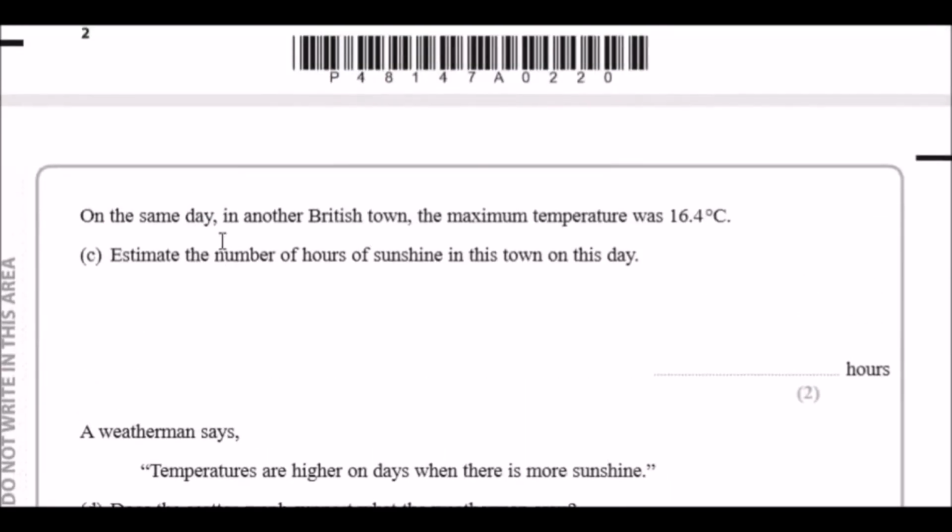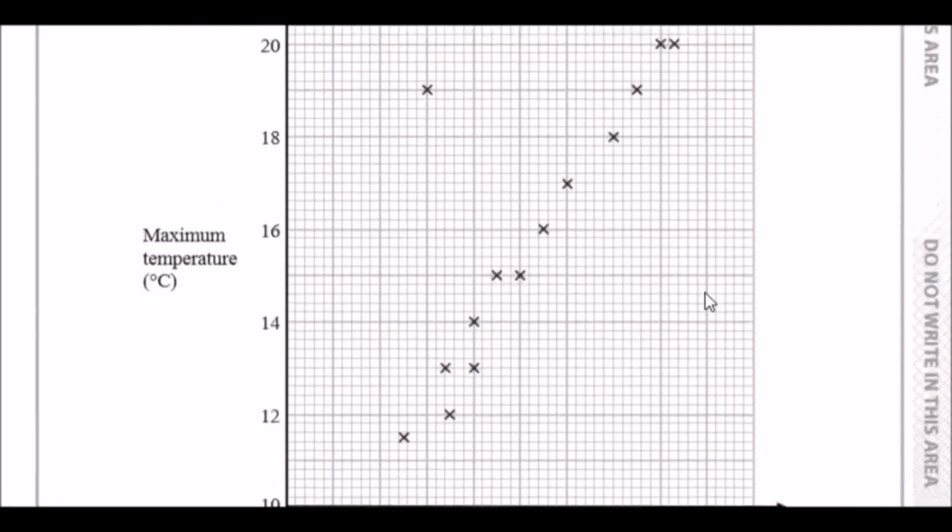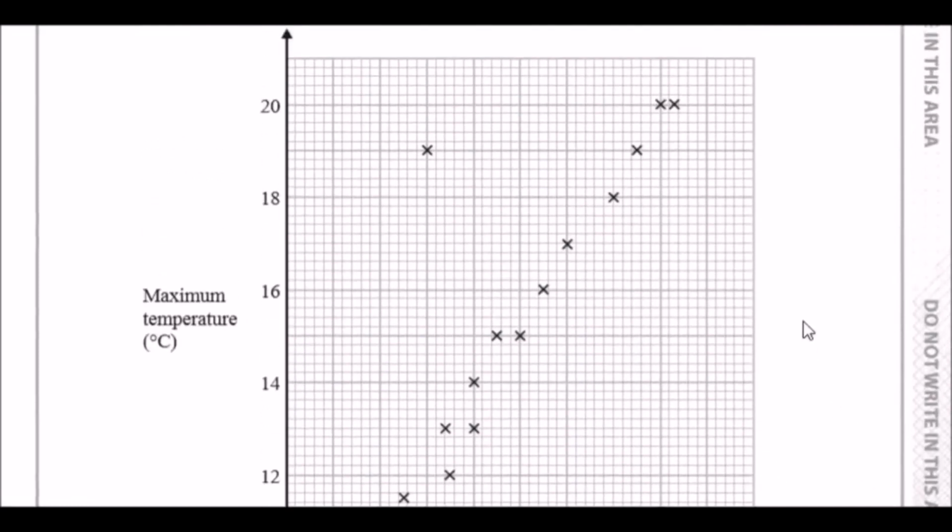C. Now on the same day in another British town, the maximum temperature was 16.4 degrees Celsius. Estimate the number of hours of sunshine in this town on this day. Now the key thing here is that it's always best to draw a line of best fit. Unfortunately, I'm not using PowerPoint, so it'll be a bit tricky, but make sure you have a ruler and try and draw a nice line that cuts through everything here. This is going to be quite awful. And when you do that, you should get the following.